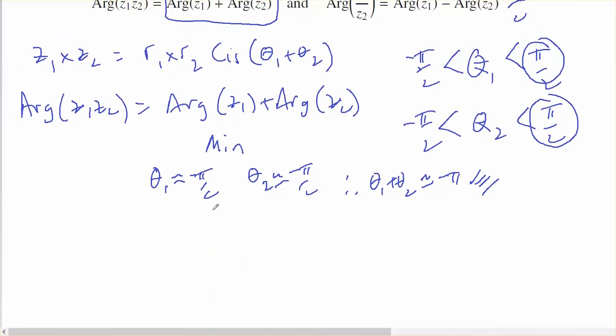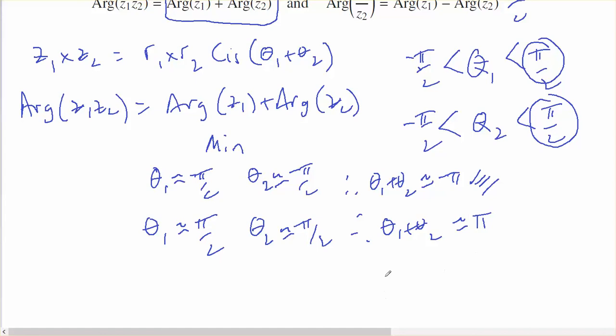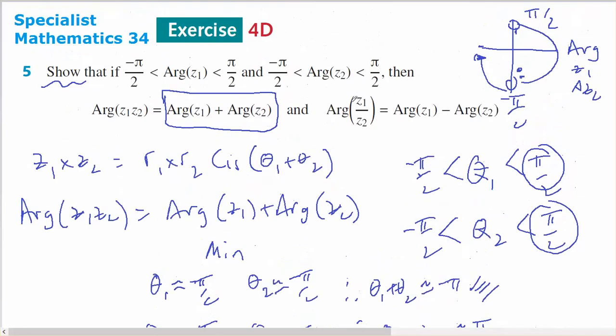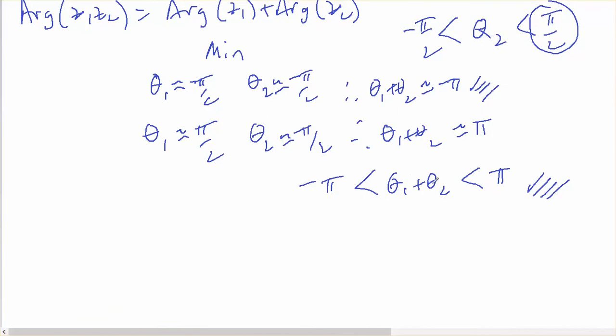And the maximum that theta 1 can be is almost equal to pi on 2, and theta 2 almost equal to pi on 2. Therefore the maximum of theta 1 plus theta 2 will be almost equal to pi. And if that's the case, theta 1 plus theta 2 will be between minus pi and pi, and that's perfectly acceptable. Therefore, I can just add them together and I can subtract them because they're not going to fall outside of the range because they'll always be within minus pi and pi.